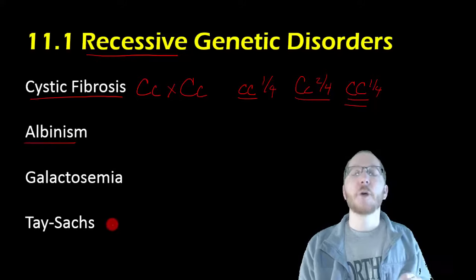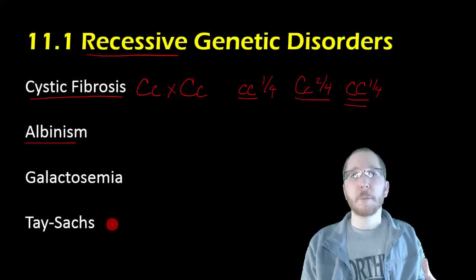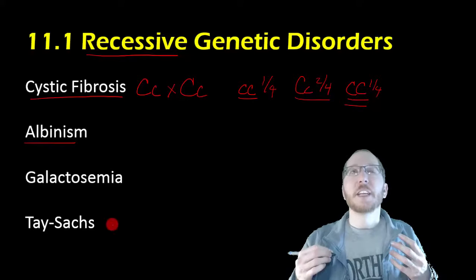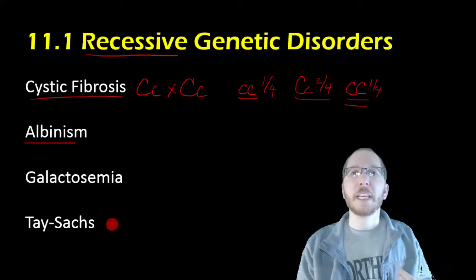Now, this one's found primarily amongst certain Jewish populations. This one is a lipid metabolic disorder where they do not properly process a lipid in the brain. It then builds up, becomes toxic, and it leads to death.